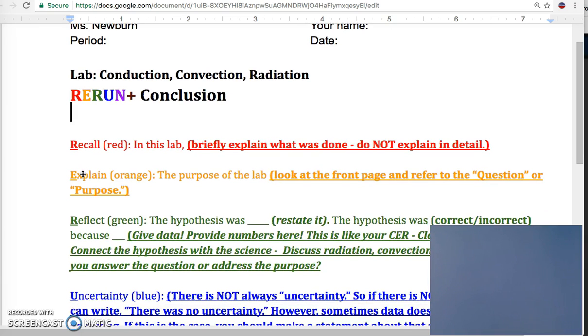Basically, the rerun method is recall. In the lab, you're going to briefly state what was done. For example, let's say it was the washers in hot water. Instead of saying "we put washers in hot water," you'd say, "In this lab, washers were put in hot water and observed for temperature." It's really brief. You're not restating the entire procedure. You're just giving a basic summary, and you can type right in there.